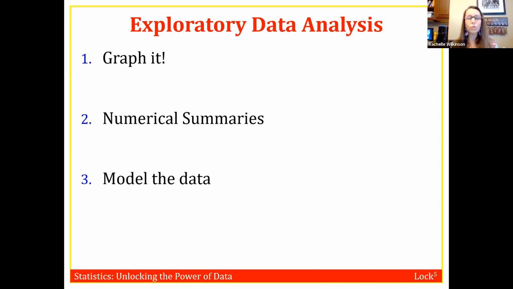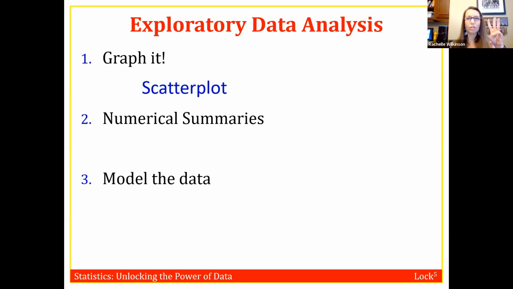So with 2 quantitative variables, what's the graph that we talked about last time that helps us look at the relationship between 2 quantitative variables? What's the name for that graph? You can type it in the chat window. Yeah, a scatter plot. So scatter plot is the graph that we're going to look at, to examine the relationship between 2 quantitative variables.